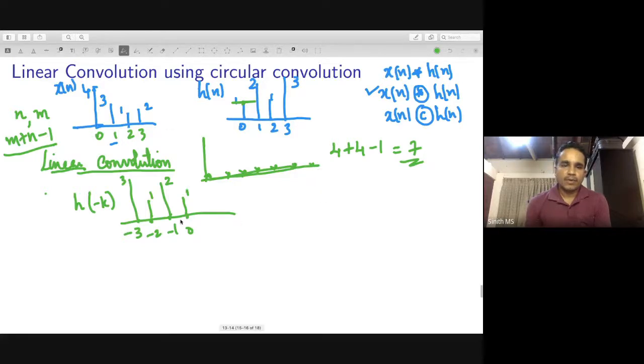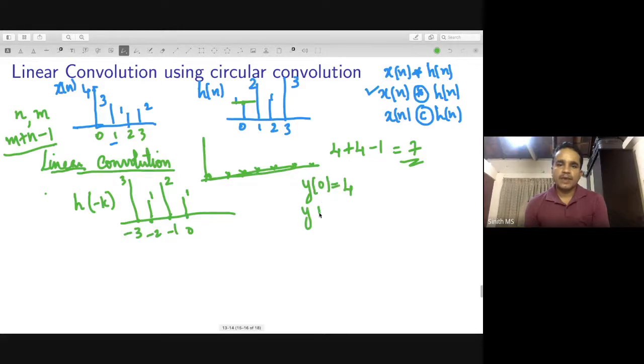Y of 0 is 4 because when you multiply these two signals, this one has value in the negative region, say minus 3 to 0, and this signal has value from 0 to 3. So when you multiply these two, only the value at 0 is going to be multiplied. So 4 into 1 will be 4. So y of 0 is 4.